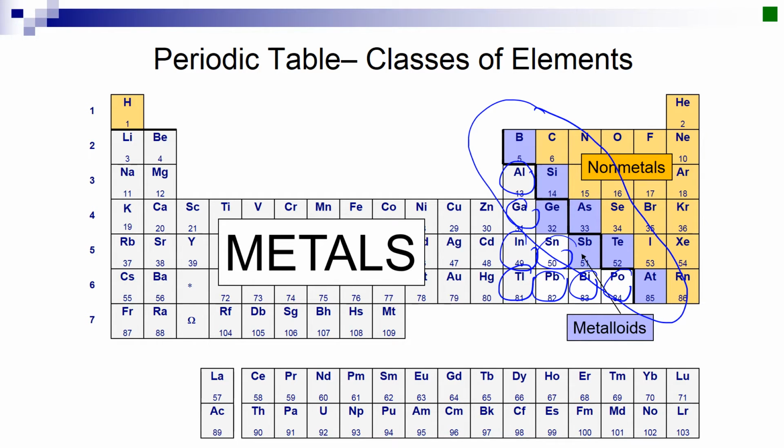So even though polonium is in group 6A, it looks like it might be a nonmetal. It's a metal because it's underneath the metalloids. Also, keep in mind that the inner transition metals, the lanthanide and actinide series, are also metals. So we're going to talk about these a little bit more.